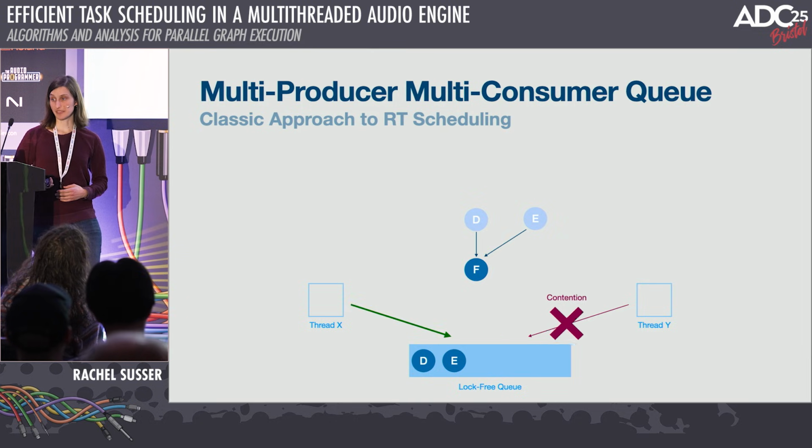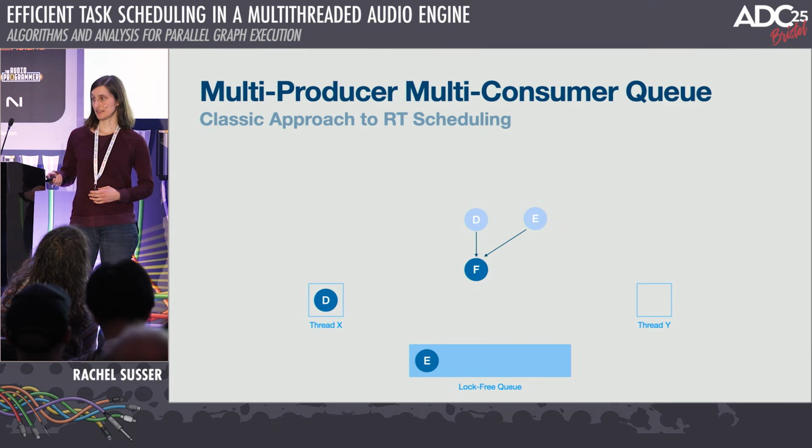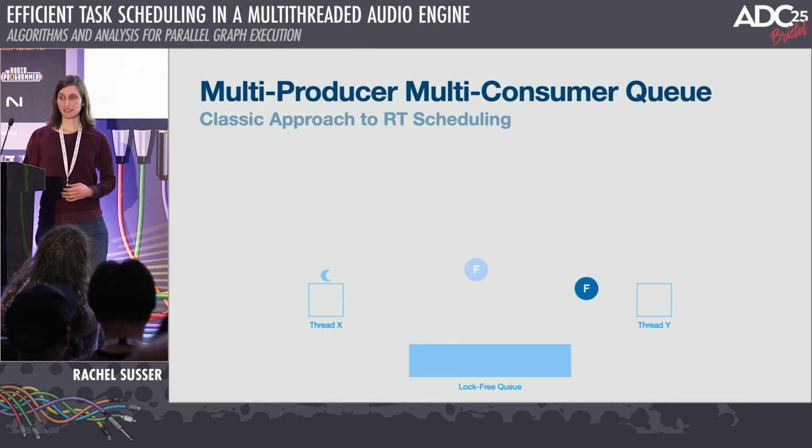This time, X makes progress first, and Y ends up executing task E. Once we get to the end, Y doesn't bother pushing F onto the queue since it's the only remaining executable task.